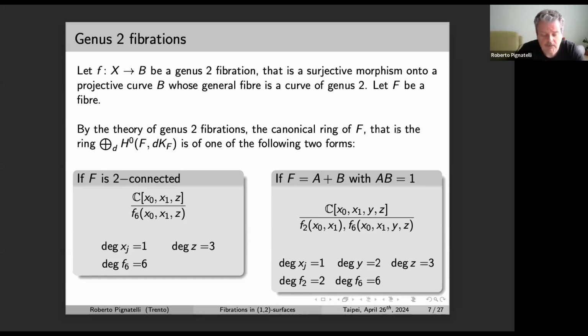So let me look at this. Take a surface, so a genus 2 fibration. So I take a surjective morphism from a surface, projective, complete, over the complex numbers, to a projective curve, which I want to be compact. And I ask the general fiber to be a curve of genus 2. So take any fiber. It's important to discuss any fiber, because the general fiber is a smooth curve of genus 2, but there are singular fibers.